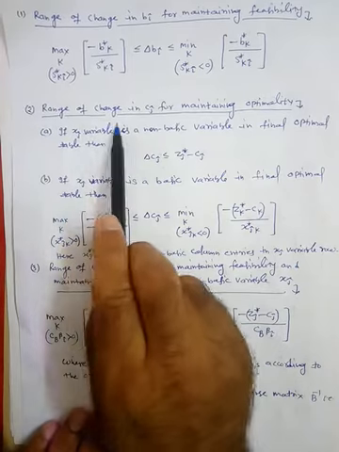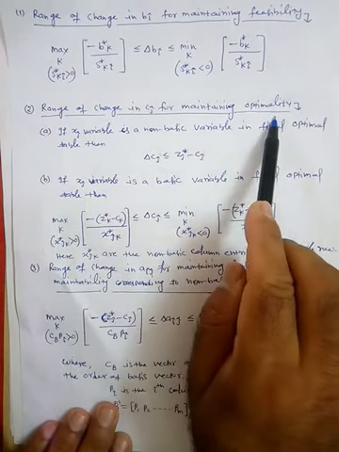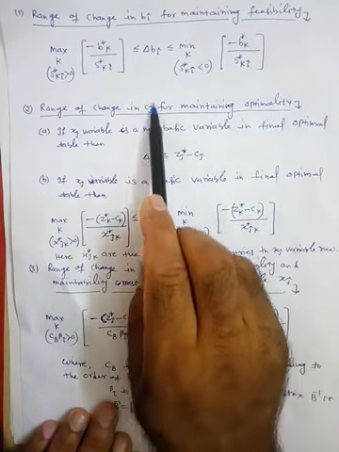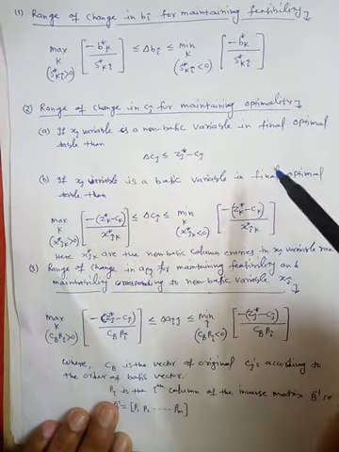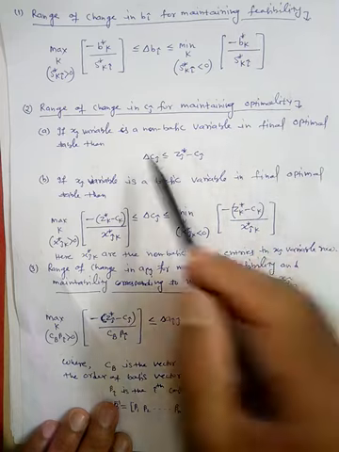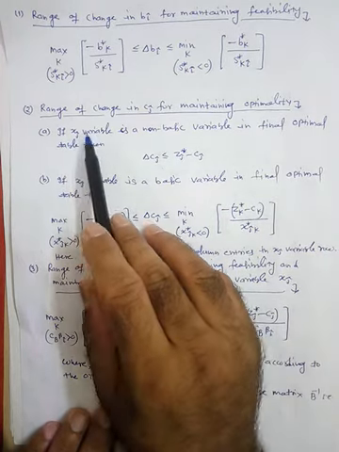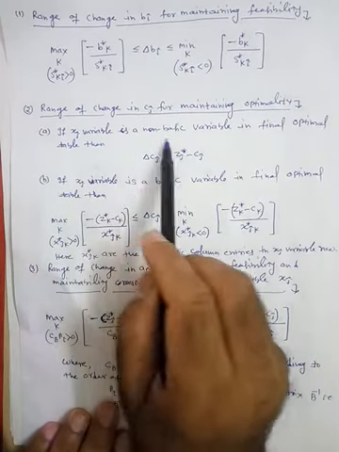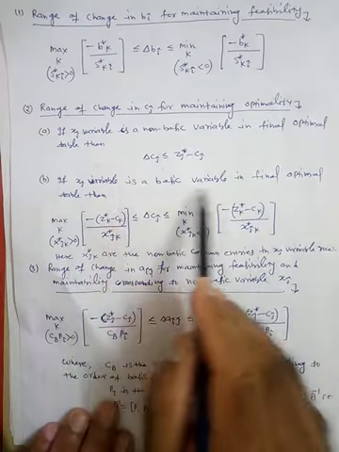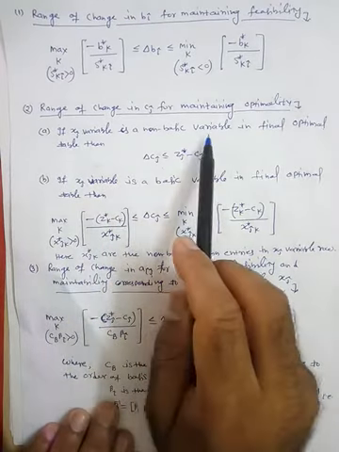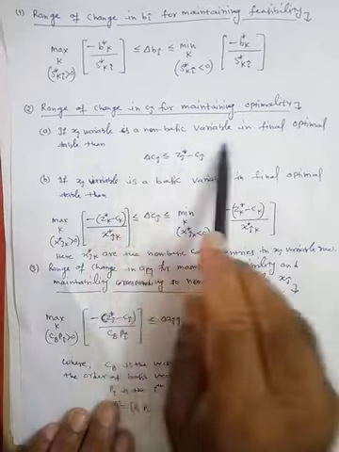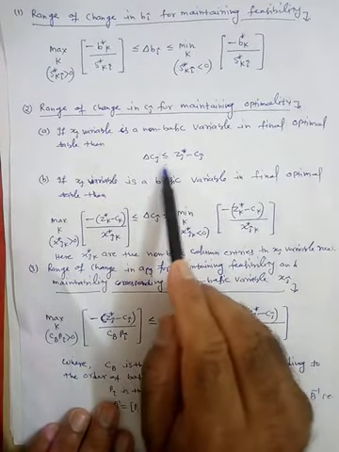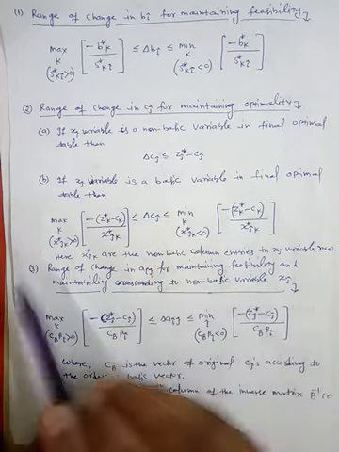Similarly, range of change in Cj for maintaining optimality. Here is feasibility, here is optimality, because Cj is generally related to the Z row, that means the optimality. So here we will divide this into two parts: if xj is a non-basic variable, and if xj is a basic variable. If xj is non-basic in the final table, then the range is calculated by this formula: delta Cj is less than or equal to Zj star minus Cj.